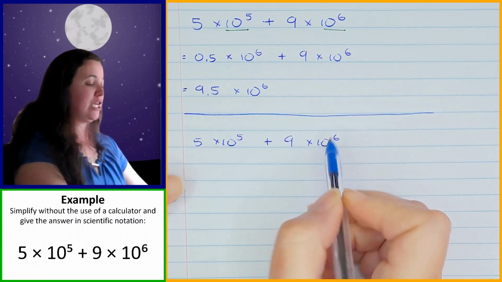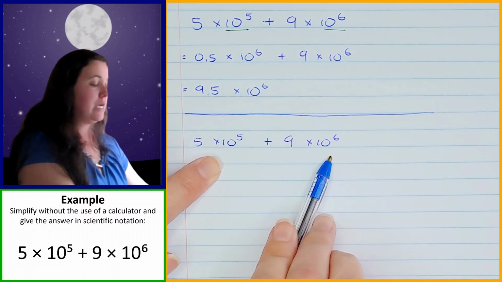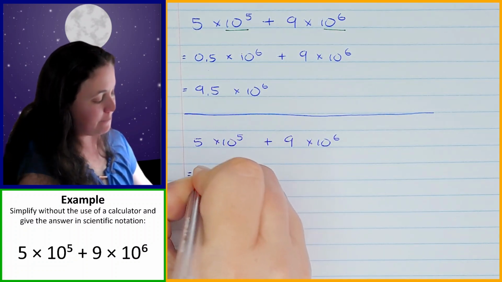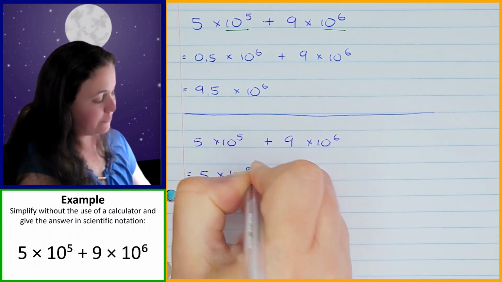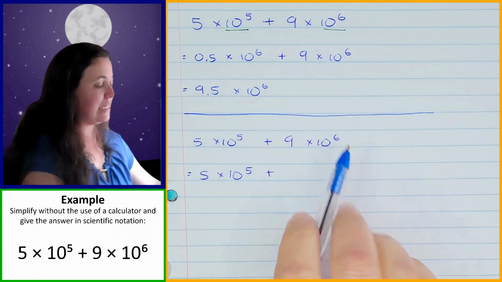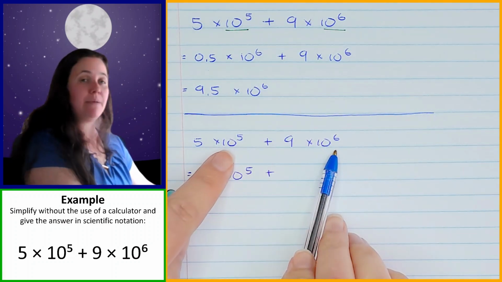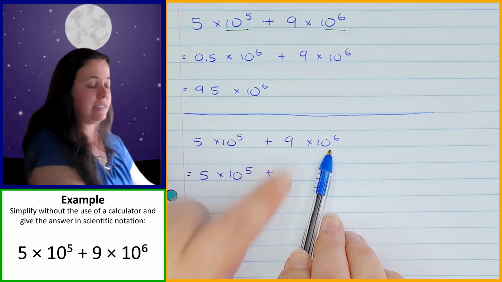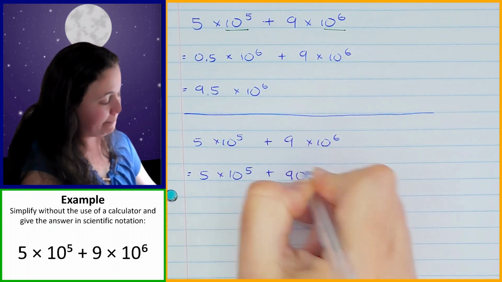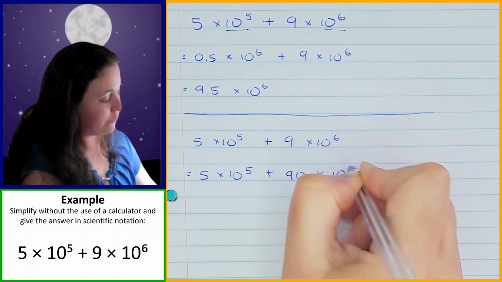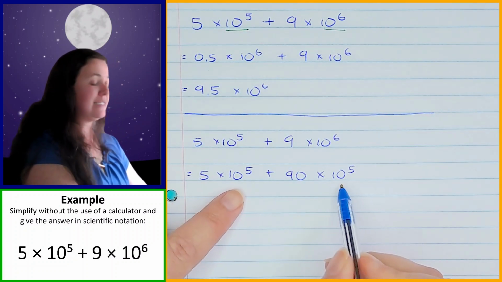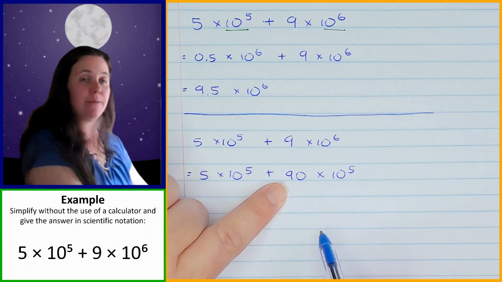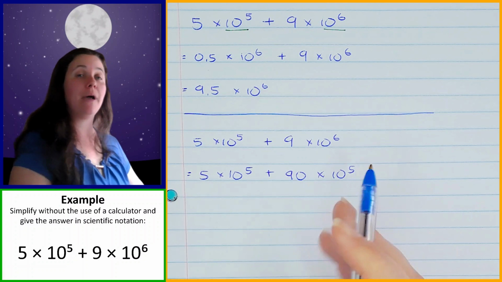So now, instead of changing this one to be the same as that, I'm going to change this one to be the same as this. So this is going to stay as it is, 5 times 10 to the power of 5. But now I'm going to have plus, and now I want to make this one the same as that. So I'm going to divide it by 10, which means I'm going to multiply this one by 10. So it's going to become 90 times 10 to the power of 5. Okay, so now I've got two 10 to the power of 5s. I've got 5 times 10 to the power of 5, and I've got 90 times 10 to the power of 5. Now I need to add them.